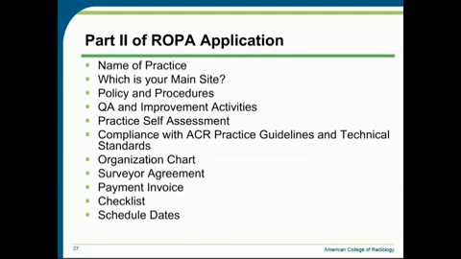On part 2, this is basically what your practice does. Which one is your main site? We need to know your policies and procedures. We need to know how you do your QA. We want to make sure that you comply with ACR practice guidelines and standards. We want to see what the chain of command is. And we also need to have permission by your practice to come into your facility and review the practice. You also receive your payment invoice, and then we'll talk about the checklist and scheduling states here shortly.